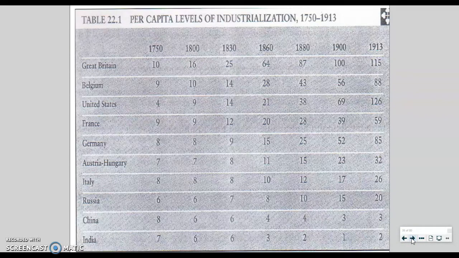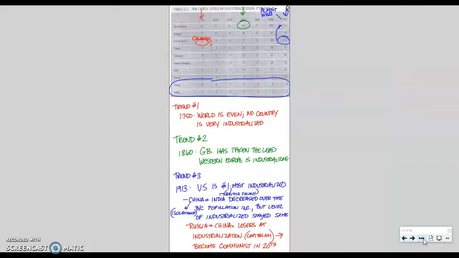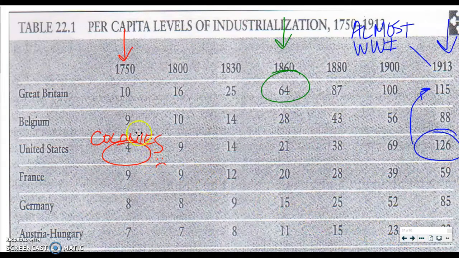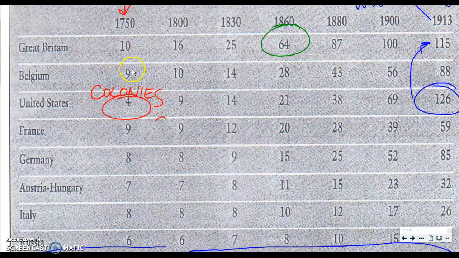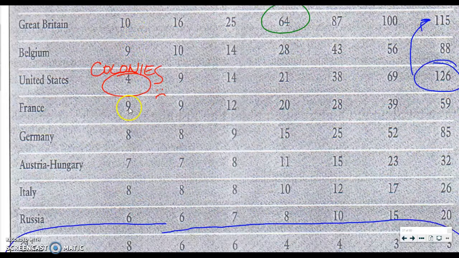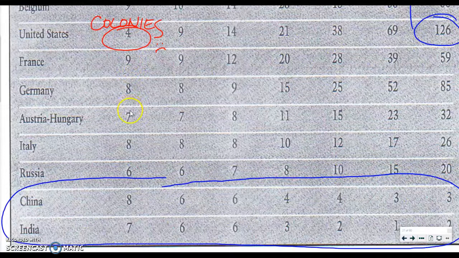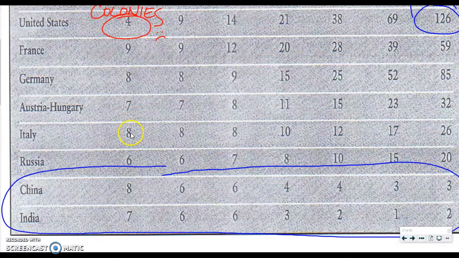So the first year that we are going to look at is 1750. And in 1750, I want to just compare when we look at the years of this data to see where the world is at in 1750 in terms of their levels of industrialization. So we've got the British with 10, Belgium 9, the United States 4, France 9, Germany 8, Austria-Hungary 7, Italy 8, Russia 6, China 8, and India 7.